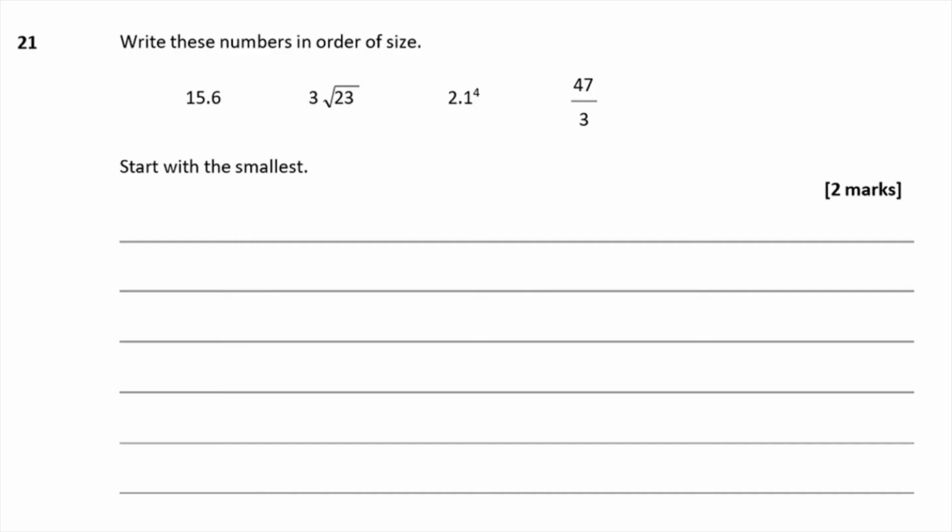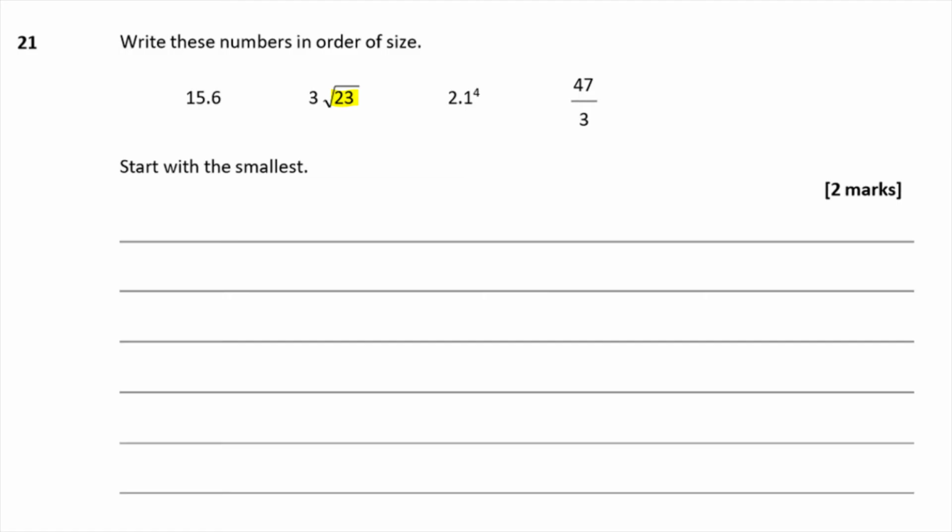So 15.6 is already a decimal. I'm going to try and convert them all into a kind of decimal-ish number. Let's have a look at this first one we need to evaluate, which is 3 lots of root 23. Now, I am not a computer. I do not know what the root of 23 is, but I know the root of 25 is 5, and I know the root of 16 is 4, and I know that 23 is between 16 and 25, and actually it's closer to 25 than it is to 16.